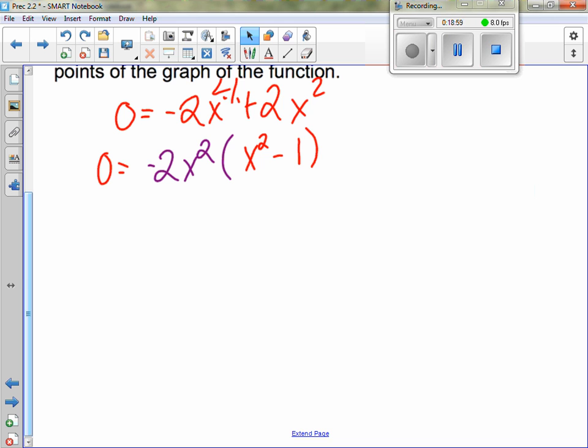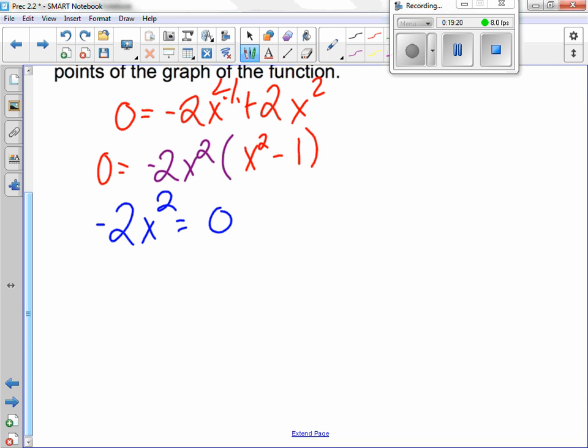So we notice that there's a greatest common factor of 2x squared. So I pulled it out. I have a quadratic. Any sets of things that multiply together that equals 0 means one of these has to be 0. So negative 2x squared is equal to 0, or x squared minus 1 is equal to 0.